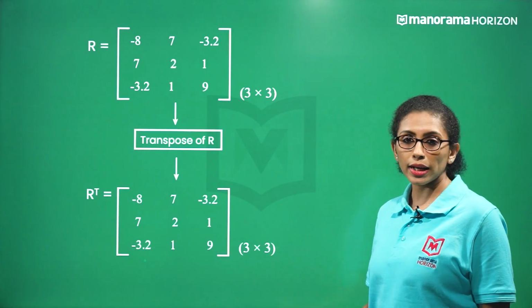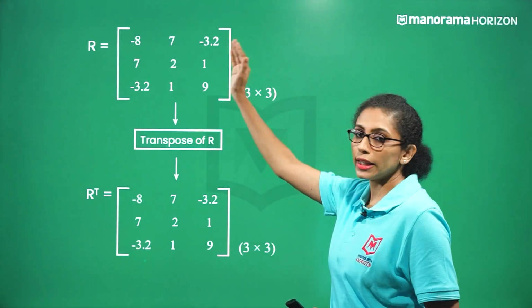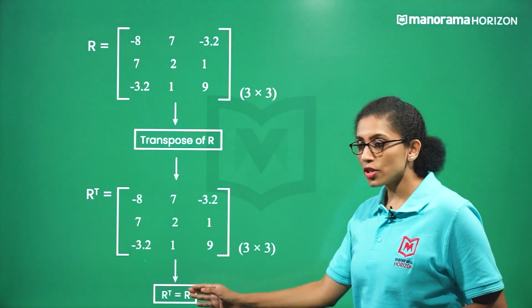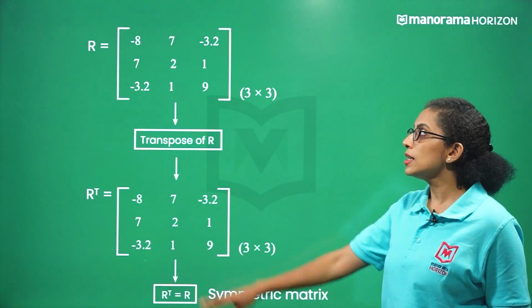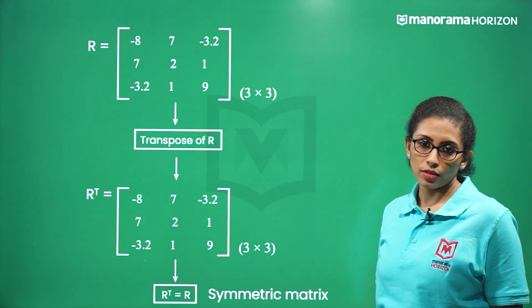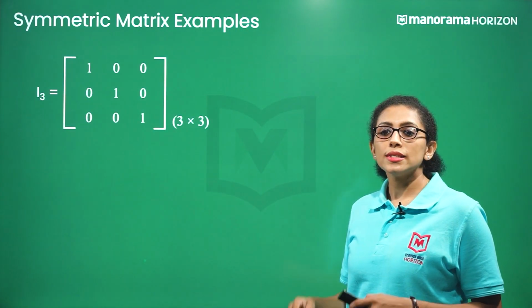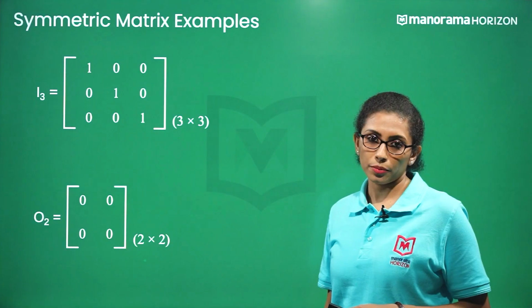With the order 3 by 3. Now compare this matrix with the original matrix, and we have seen that R transpose is equal to R. Therefore, the matrix is a symmetric matrix. Alright? Identity matrix and zero matrix also fall under this category.